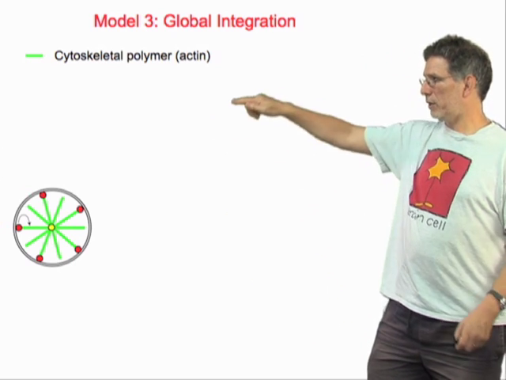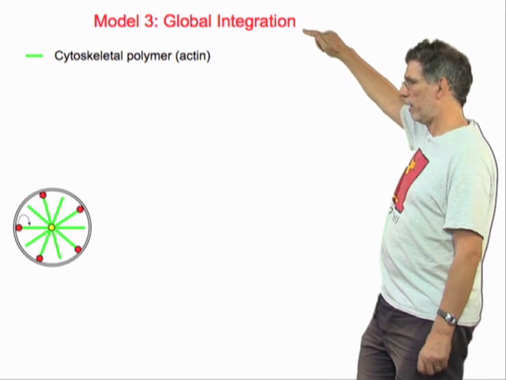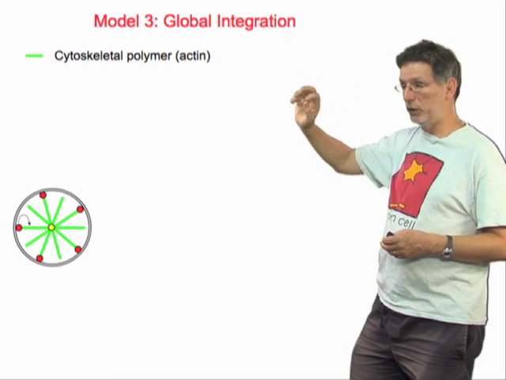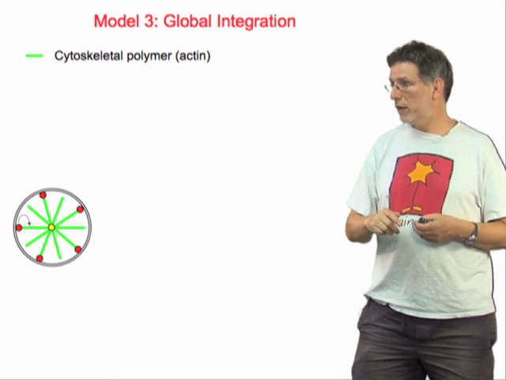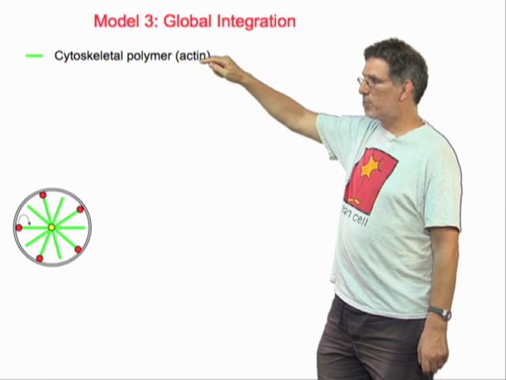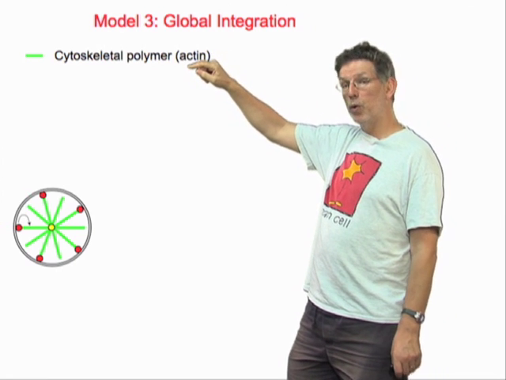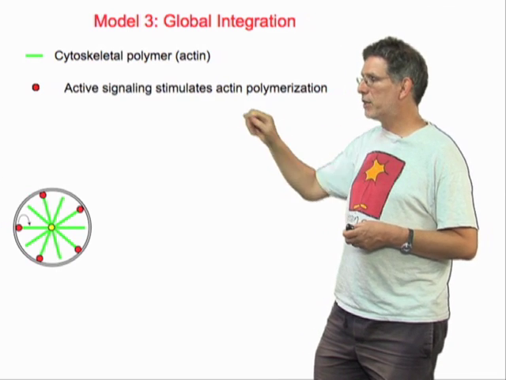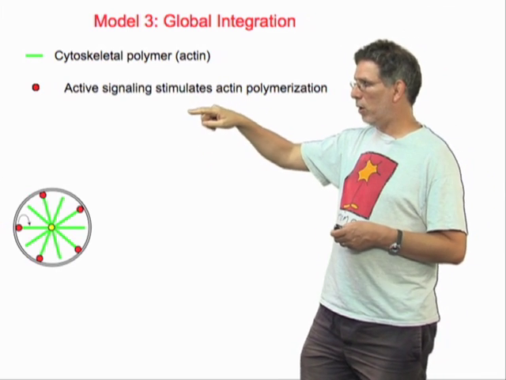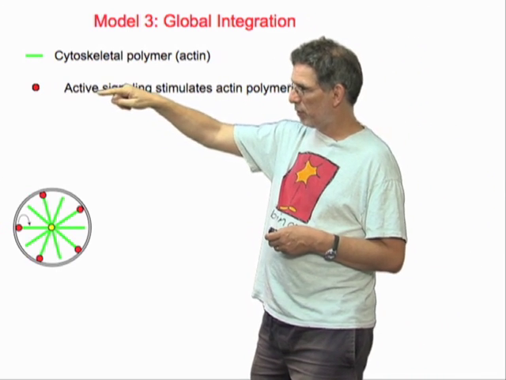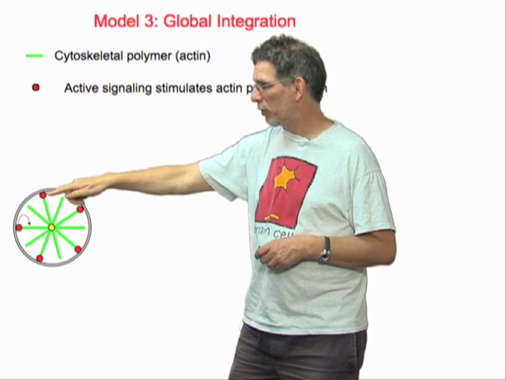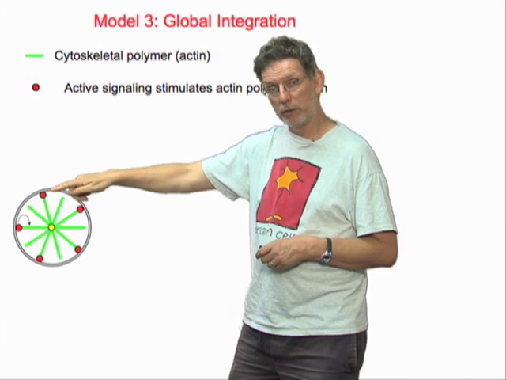Our third model is something that Chin Lin, as far as we can tell, came up with that is novel, and it's called global integration. And it relies on 3 things. It relies on some set of railroad tracks, what a biologist would call a cytoskeletal polymer, like actin. And it relies on things being transported along them. So when they get to the end and they get to the membrane, they end up being red like this. These are the active signaling molecules. If you like, this is the pheromone receptor.